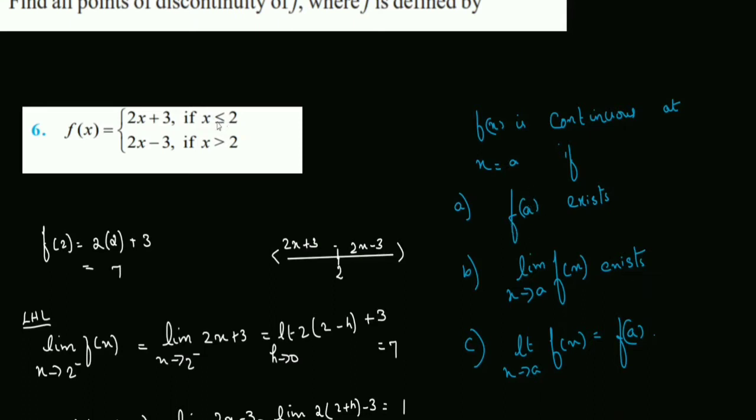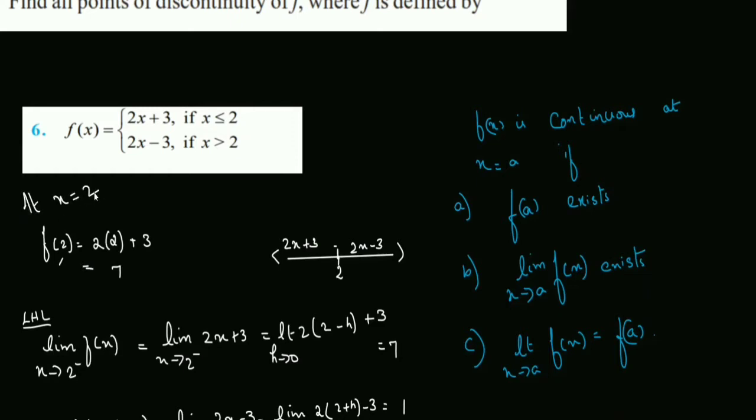Less than or equal to 2 it is defined as 2x plus 3, and greater than 2 it is 2x minus 3. So we are going to check if the function is discontinuous at this point. It is enough if you check the discontinuity at this point. So we are going to check. First we are going to find f of 2.